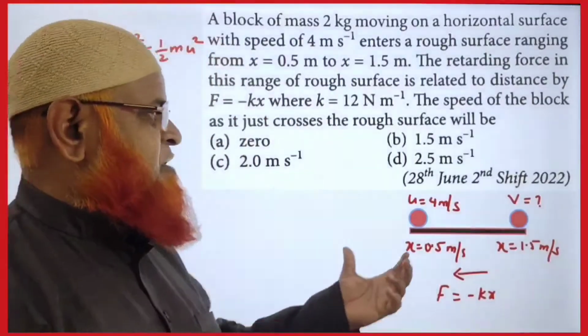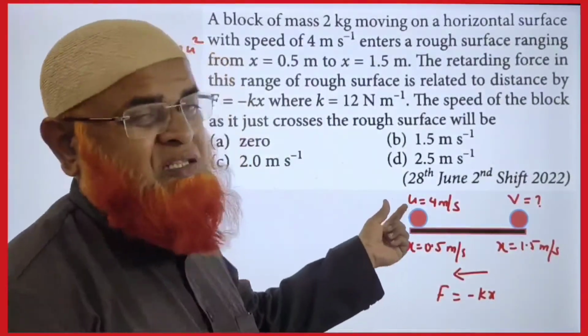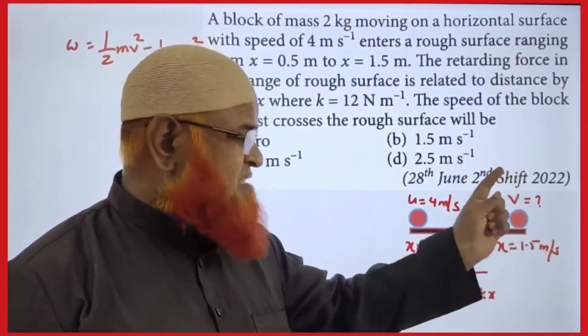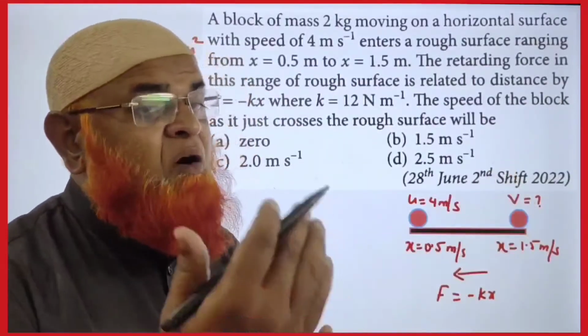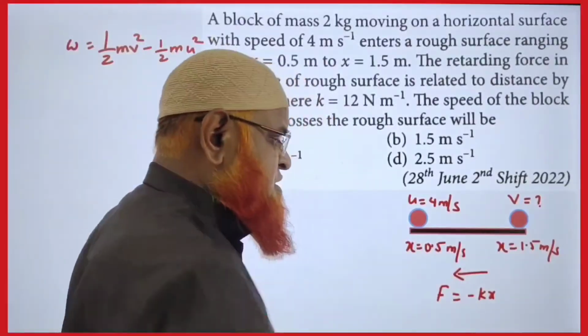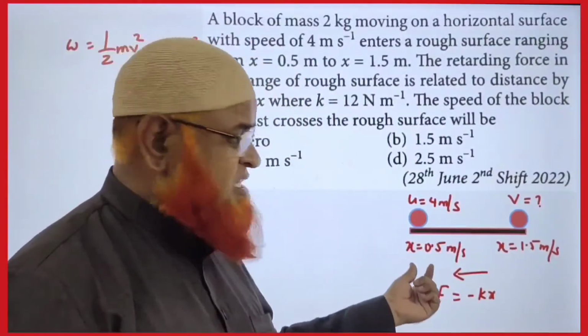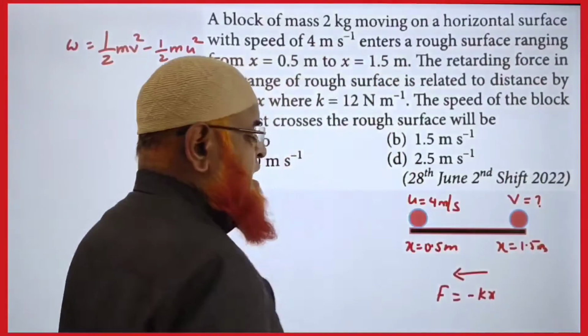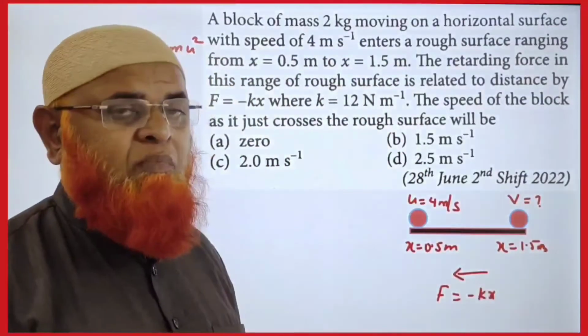My dear students, this is the previous year question. Here, a ball starts with an initial velocity of 4 meter per second and slowly its velocity decreases. He's asking us to find out what is the final velocity when there is a retarding force acting in the opposite direction, and the limits are the ball starts from 0.5 meters to 1.5 meters, from here to here, and there is a retarding force acting which is equal to minus kx.